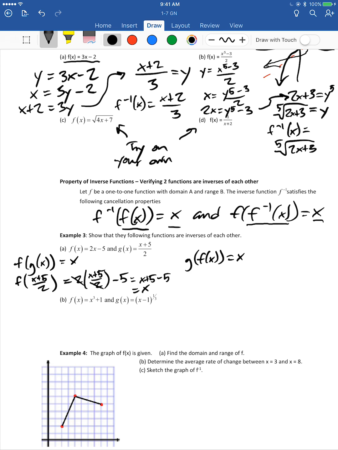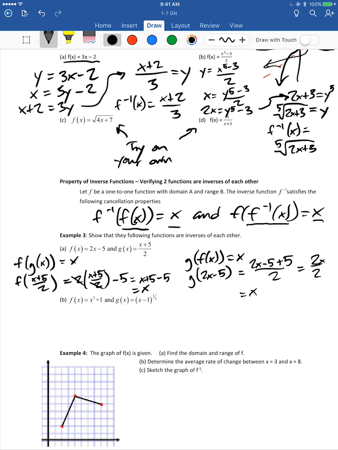G of f of x is g of 2x minus 5. So now everywhere I see an x in g of x, I'm plugging in 2x minus 5, and I have 2x minus 5 plus 5 over 2, which is 2x over 2, which is x. So in both cases, both ways, I get an x. That means that I have proven these functions are inverses of each other.